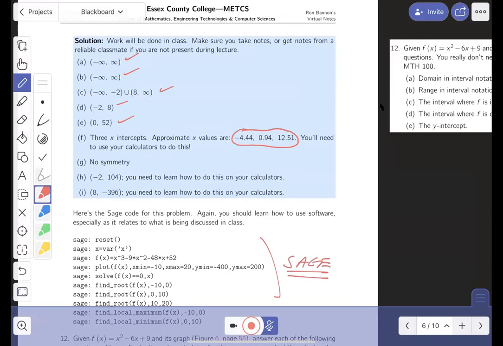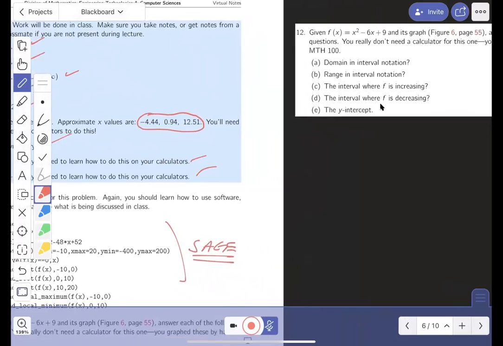SAGE is optional. You can also use your calculator to do that. If you have issues with your calculator and you can't use it, but you have one and you need help with that, I would recommend coming by during office hours. All right. No symmetry, at least not the symmetry that we talk about. And we talk about these 2 points over here. So I'm going to go to number 12 now.